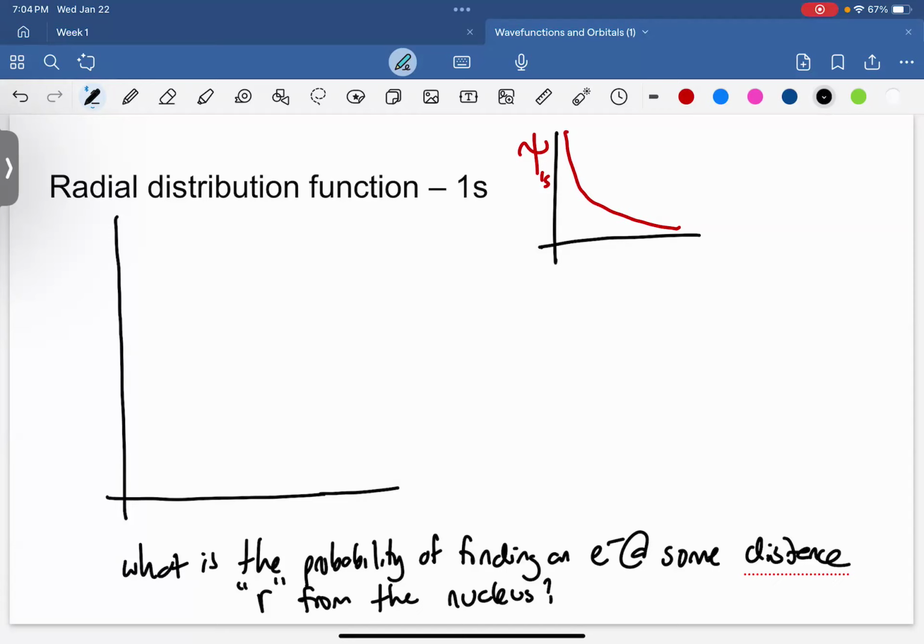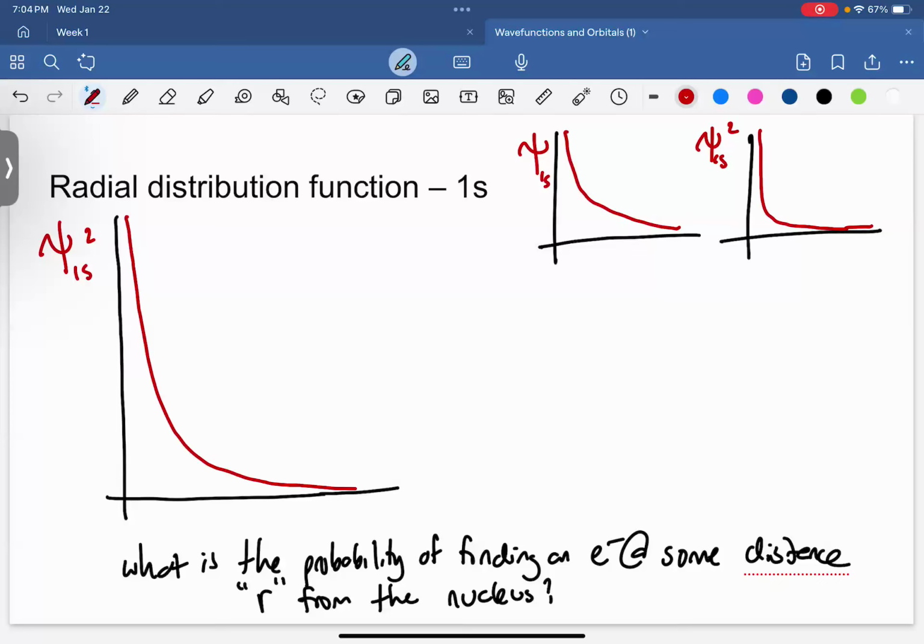So we need to think about two things. We need to think about probability, and we need to think about what it means to be at a distance r from the nucleus. Now, we know that the wave function tells us the properties of that wave, but what tells us about probability is actually the wave function squared, right? That's that probability distribution. And for the 1s function, it looks pretty similar. I mean, you square something that's positive everywhere, it's positive everywhere, and it still looks pretty exponential decay-like. So I'm going to graph that over here bigger. So that's my probability distribution.